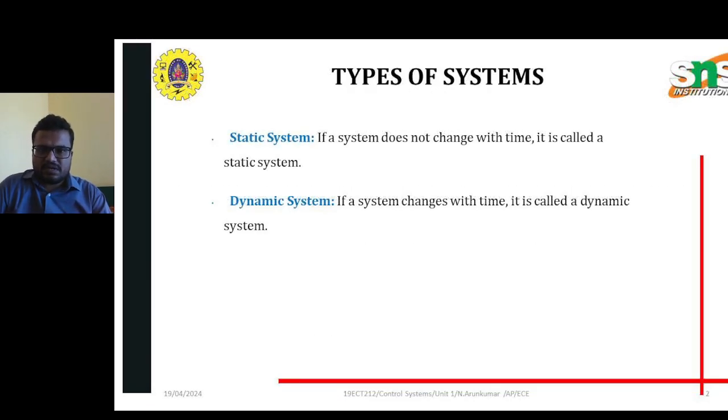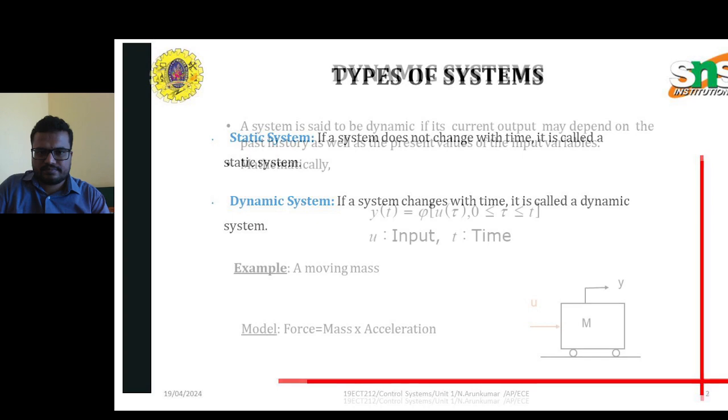So there are two types. One is static systems, another one is dynamic systems. In a static system, if a system does not change with time, it is called static. And if it is dynamic, the system changes with time, it is called a dynamic system. This has to be followed in the upcoming slides.